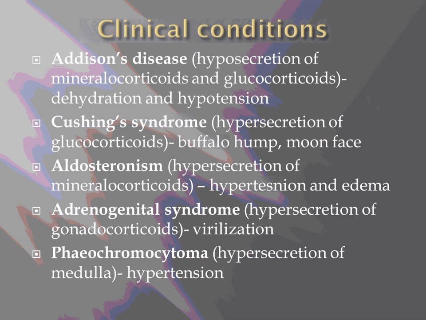Then the other condition is called pheochromocytoma, which is hypersecretion of the adrenal medulla. Here catecholamines are secreted, so all their actions will be magnified. Vasoconstriction will happen, their metabolic rate will increase, and there is sweating. All of these things will be seen in someone with pheochromocytoma. This is a tumor of the adrenal medulla.